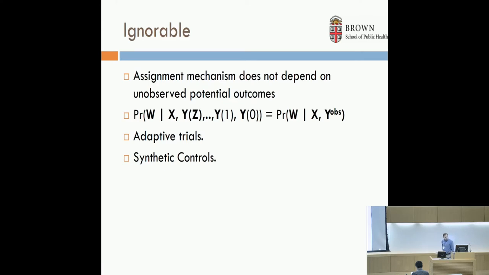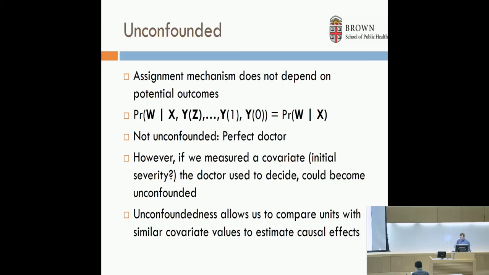Now, ignorable means that it only depends on your observed value. So the observed value is X and Y obs. This is actually useful in certain cases. Again, an adaptive trial is only depending on the observed value. It doesn't depend on future values, on unobserved values. And there is another place called synthetic control, which we can go to in another lecture, but I'm not going to go into, where you observe people from the past and you use that to predict the future, or a relationship from the past to predict the future.